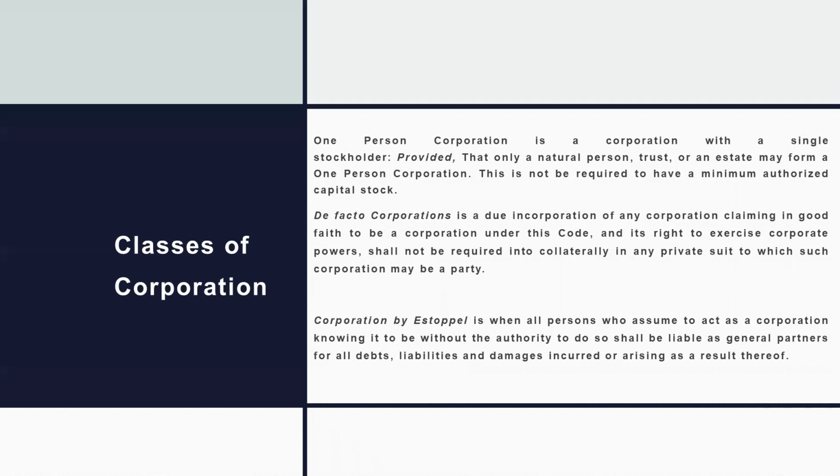Itong corporation by estoppel, this is when all persons who assume to act as a corporation, knowing it to be without the authority to do so, shall be liable as general partners for all debts, liabilities, and damages incurred or arising as a result thereof.